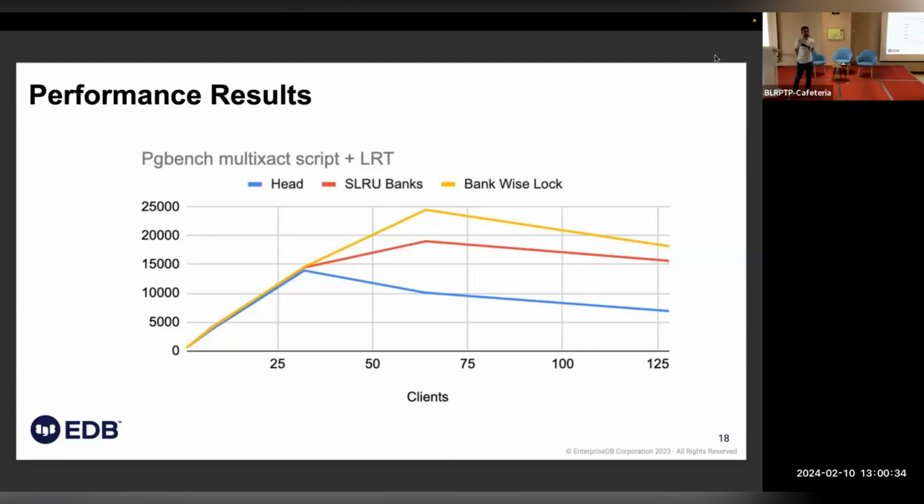I can see that the number of clients is around the same for head, SLRU, banks, and bank-wise lock.